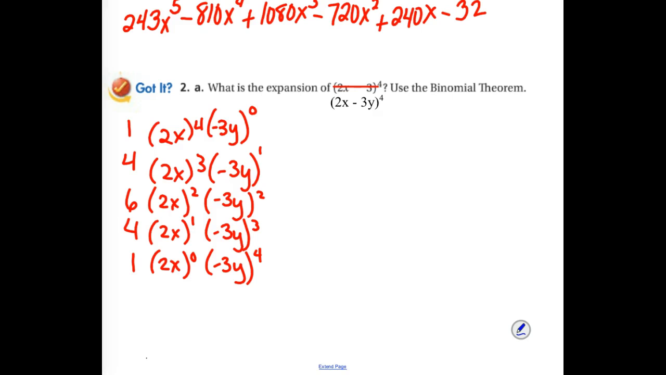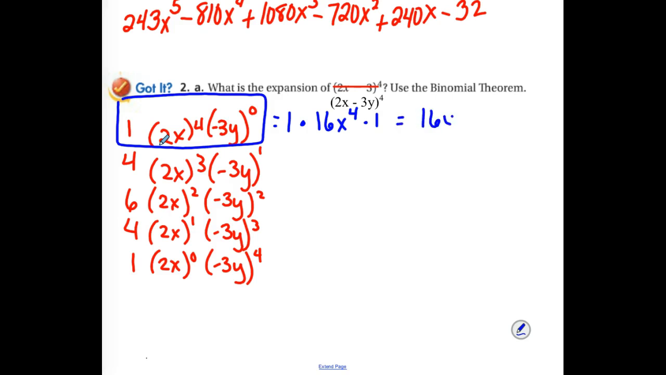Each of these rows becomes one term of my answer. So this becomes 1 times 2 to the 4th and x to the 4th. 2 to the 4th is 16. So x to the 4th. And then negative 3y to the 0 power is just a 1. When I multiply those, I get 16x to the 4th. That's the first part of my answer.